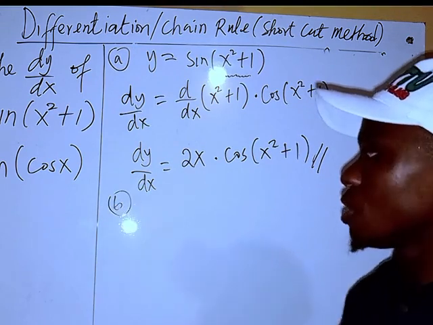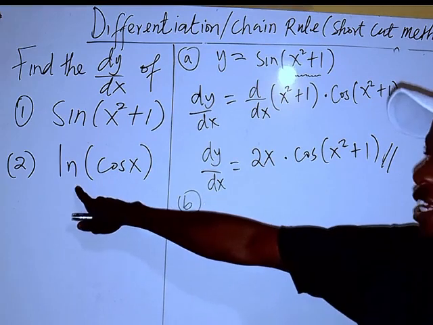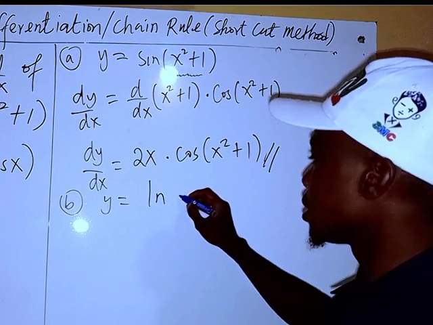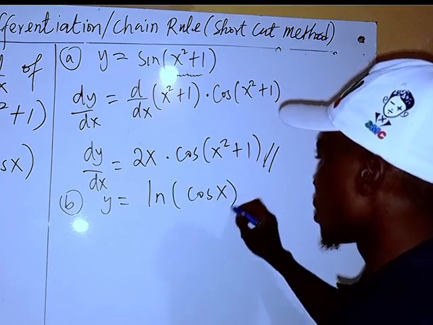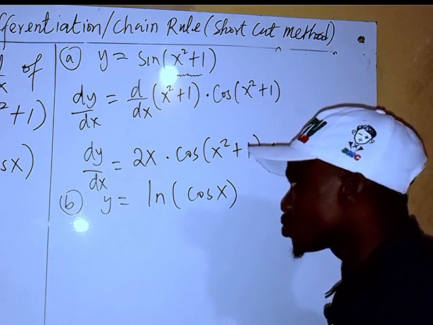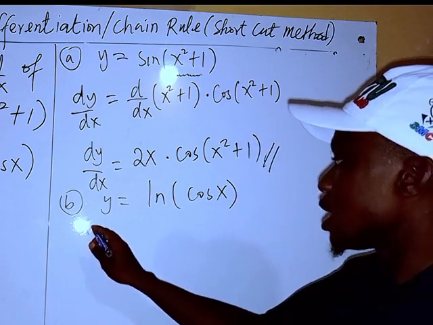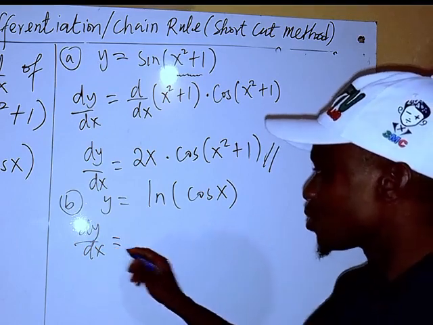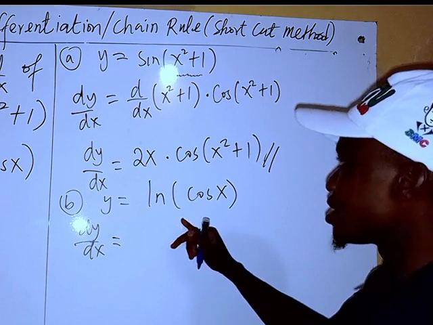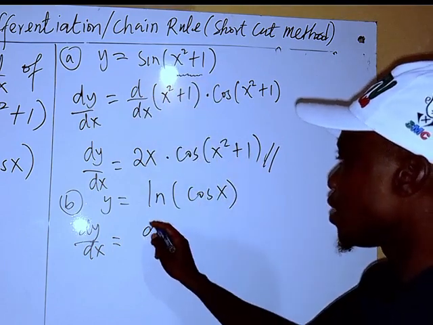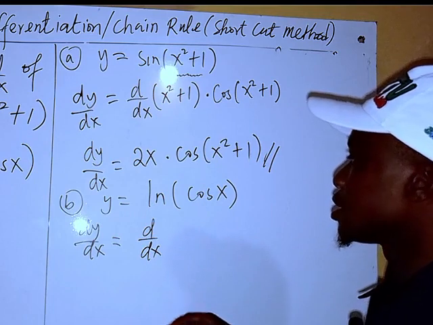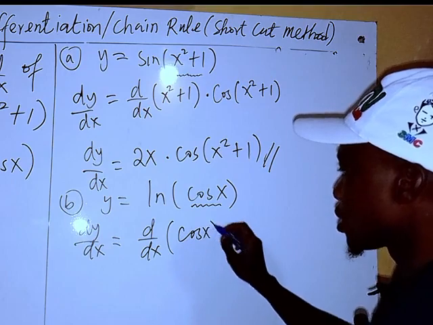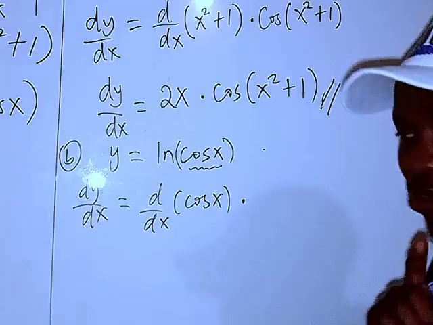Now let's look at this second one. We are going to do the same thing. Whenever you have ln, the first thing is we have y equals ln of cos x. Now to get the dy/dx, are you following? The first thing we are going to do is find the derivative of the function inside the parentheses, cos x, then multiply.